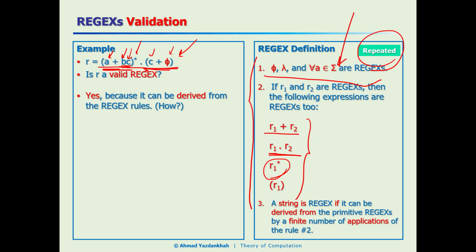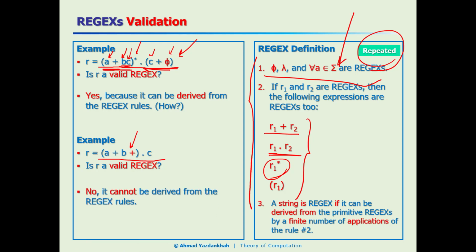You might ask, okay, so do we have invalid regexes? Yes, look at this one. Is this a valid regex? What is this plus and nothing here? You cannot apply these rules and conclude that this string is a valid regex. You cannot do that. Okay?